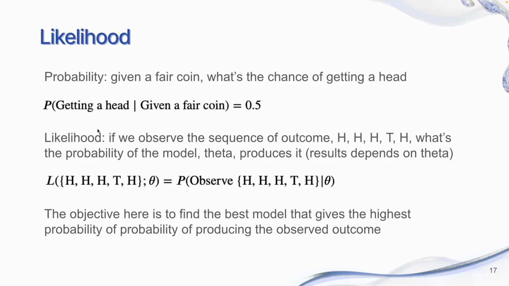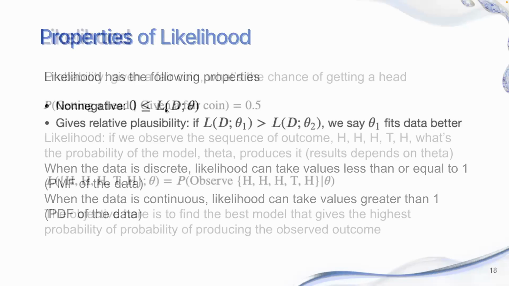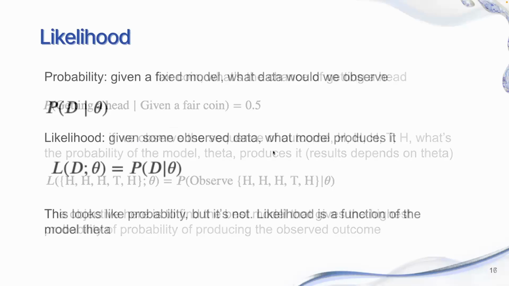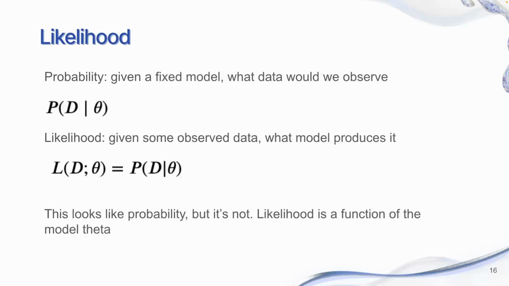So for probability, you know the coin is fair with 100% certainty, right? But for likelihood, you're not sure about that. So the model can be a coin that always lands on tail, or a coin that always lands on head. It can be anything. As I said, it's a function of theta. So your model can be changing, and your goal is to find the best model that generates the data you see.